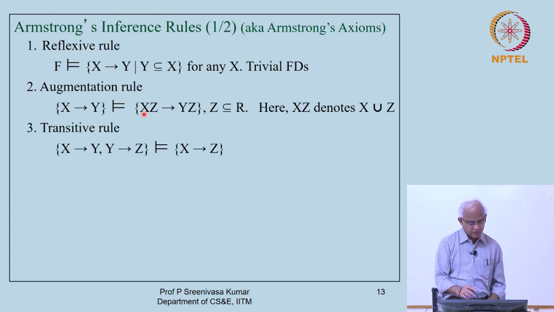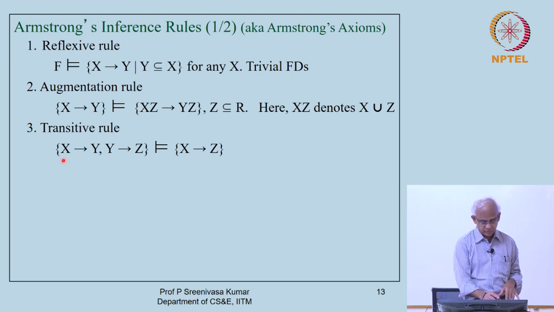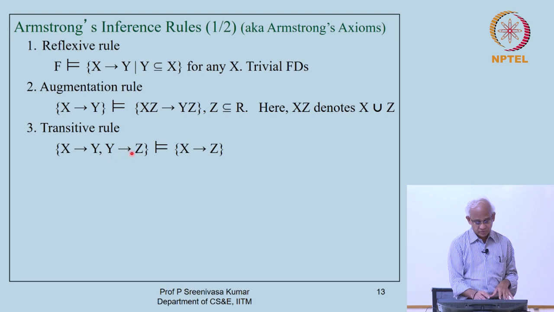Then the next one is the transitive rule, and I have already given you this example. If X determines Y holds and Y determines Z holds together on some schema, then we can argue that they logically imply X determines Z also holds. The appropriate name to give for this is obviously the transitive rule. We call it the transitive rule.